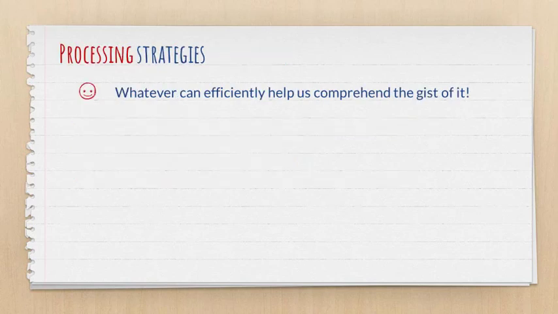First, let's discuss what we mean by processing strategies. Essentially, whatever can efficiently help us comprehend the gist of it. And I'm going to be paraphrasing a lot of the processing strategies that VanPatten has outlined. The first one is meaning over form. When we process language, our priority is to understand the message. And so if we can do that without processing every single little form, then good enough for the brain.